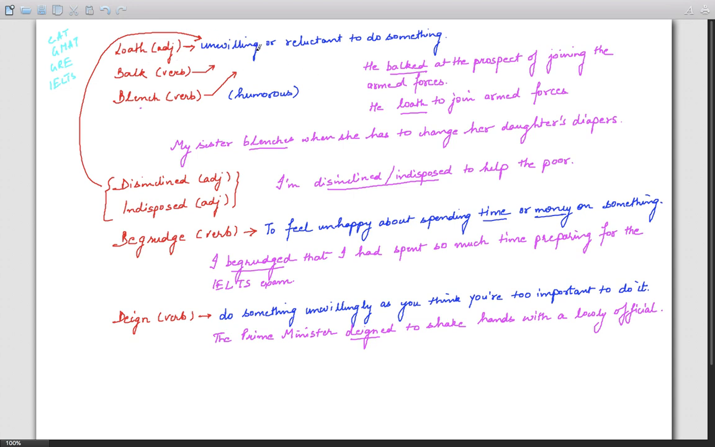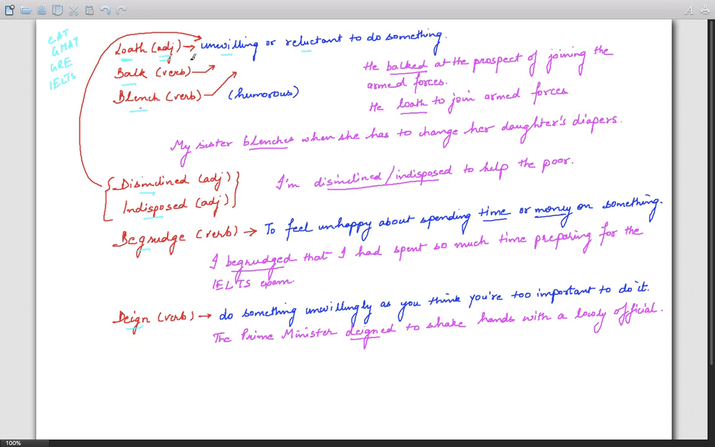We're going to focus on some words related to reluctance, or unwillingness, when you're unwilling to do something. The words related to this are loath, balk, blench, disinclined, indisposed, begrudge, deign. These words seem to be similar, but there is a difference. Okay, let me explain how. Well, the first word is loath.